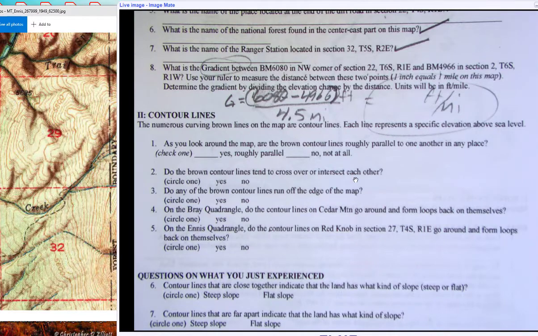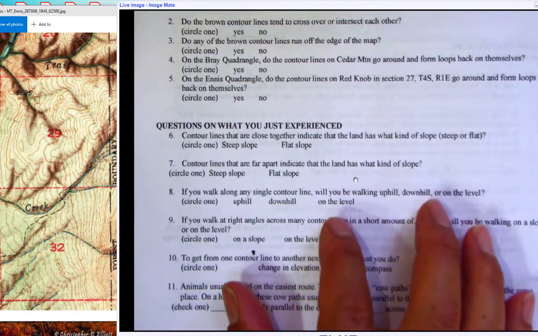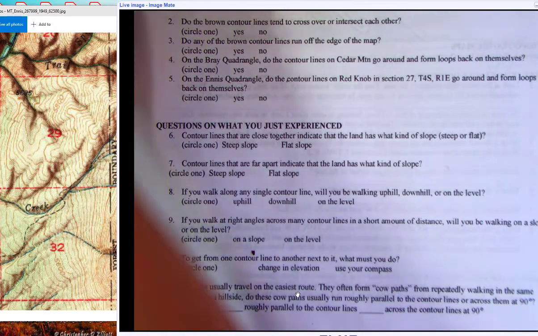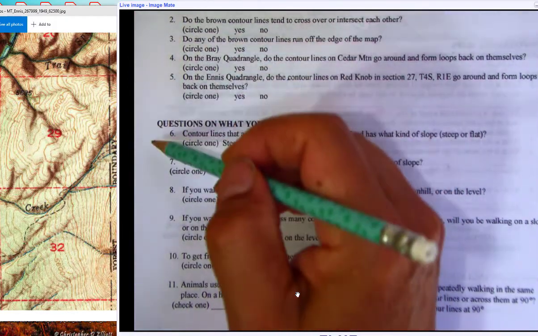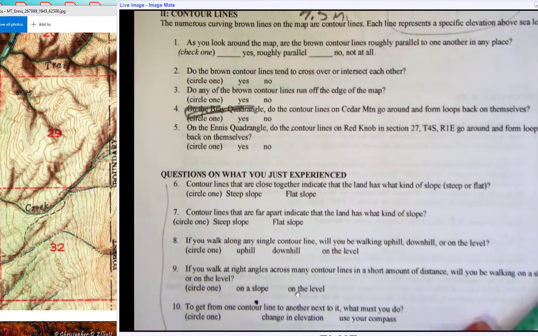And then now if we look at what we just did here, questions on what you just experienced. Let's see. Yeah, so you can answer these. So I think you can do all these on your own. So I'll let you do basically all these. Remember, we're just not doing the Bray quadrangle here, but you should be able to answer all these questions on your own. So I'll leave you to that one.